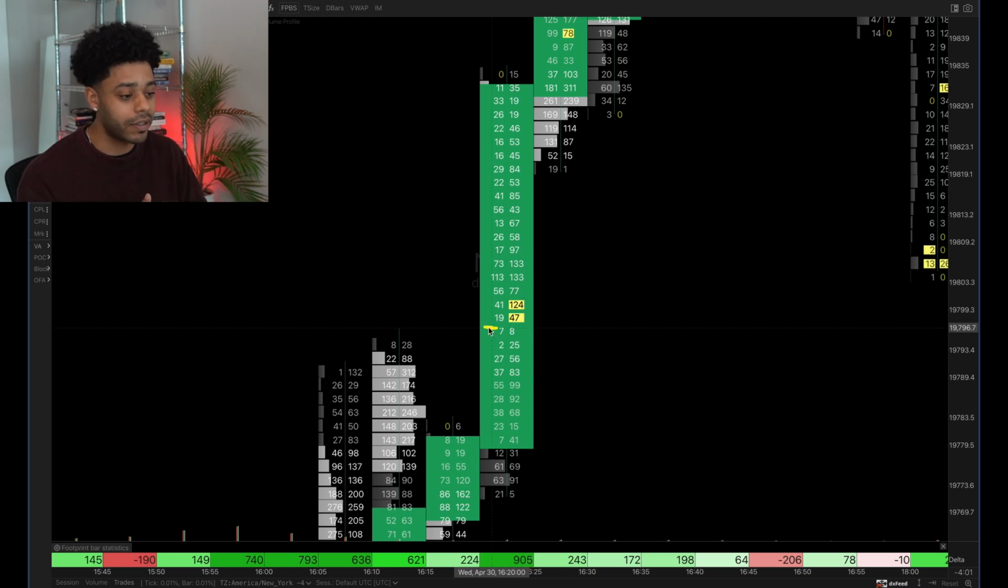Here, we have another imbalance, right? We have about a 5 or a 6-to-1 imbalance of buyers versus sellers, right? Buyers are being a little bit more aggressive than sellers. We have an imbalance at these 2 price levels.